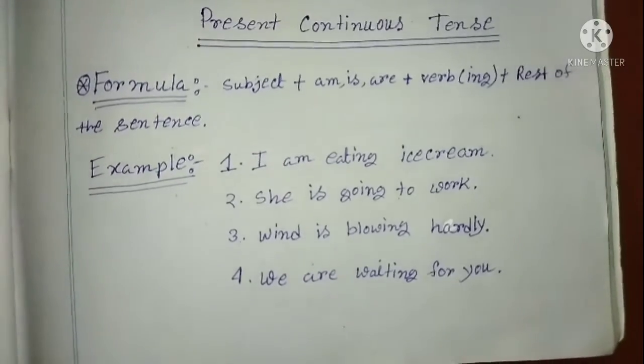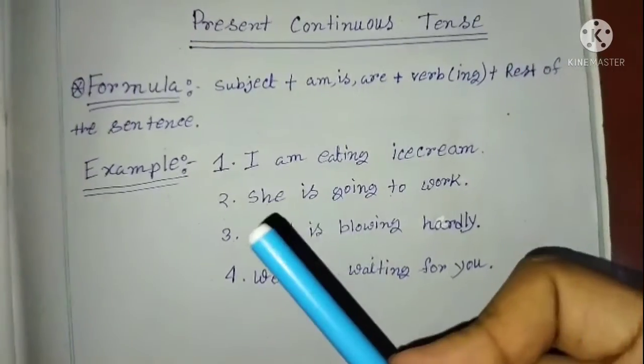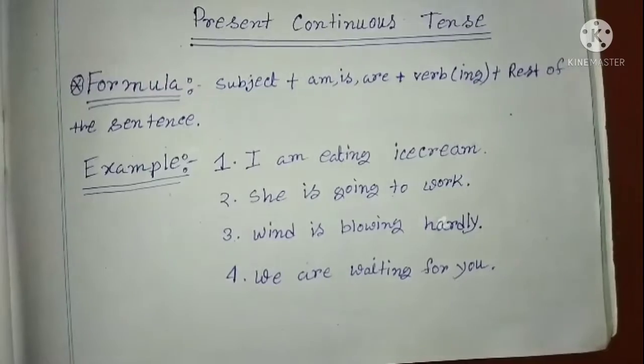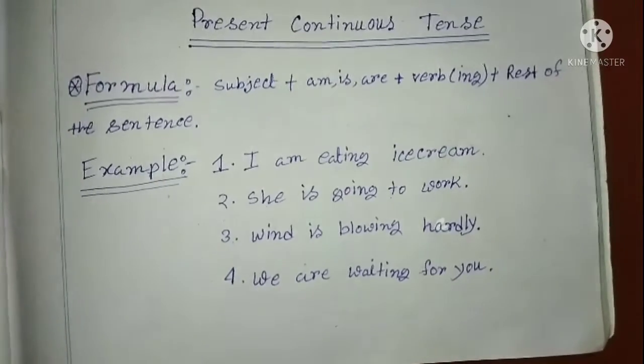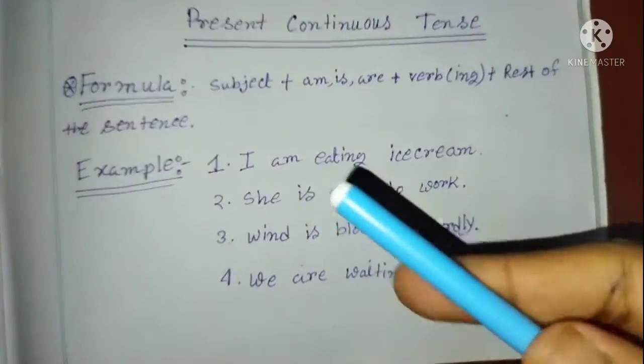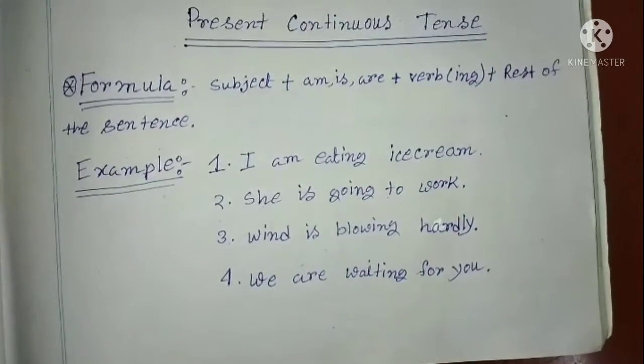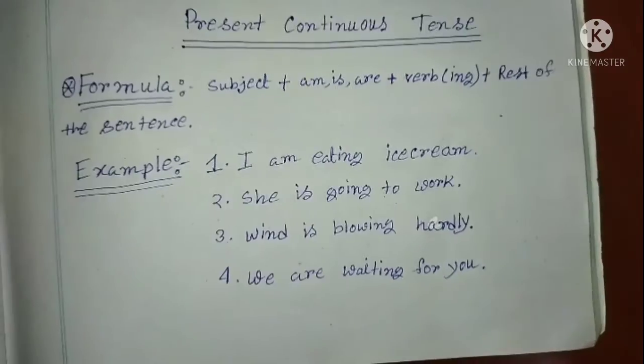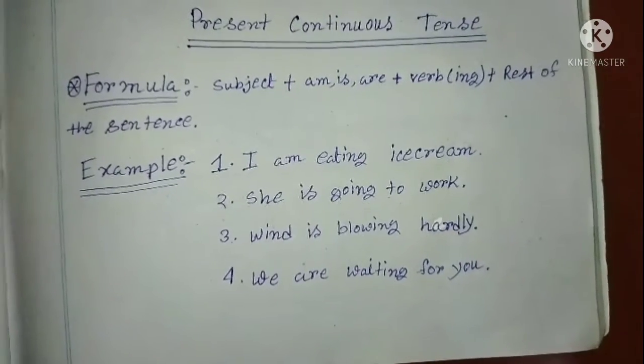Let's check out the examples. The first example, I am eating ice cream. Here we know that beside I it's necessary to use am. And see, here the verb is used with ing, and after that the rest of the sentence, ice cream.